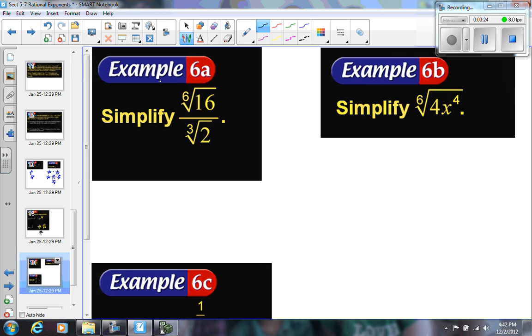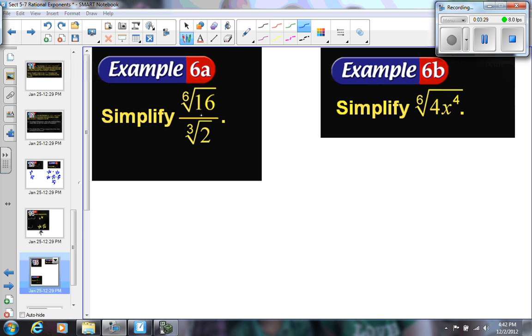All right, some more examples here to look at. You'll find these much easier to simplify. Now, first of all, I can't just cross out the 2 and say 2 goes into 2 once and 2 goes into 16 8 times, because they're not the same roots. This is a 6th root, this is a cube root. So what I'm going to do to start with is write this as 16 to the 1/6 power divided by 2 to the 1/3 power. So I'm going to start by simplifying it that way.